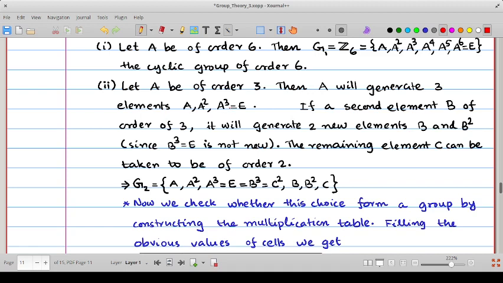The group should be of order 6, so we need one more element. That can be of order 2. So we call that element C. Then it generates C and C square, which is equal to identity. Okay, so it adds a new distinct element.